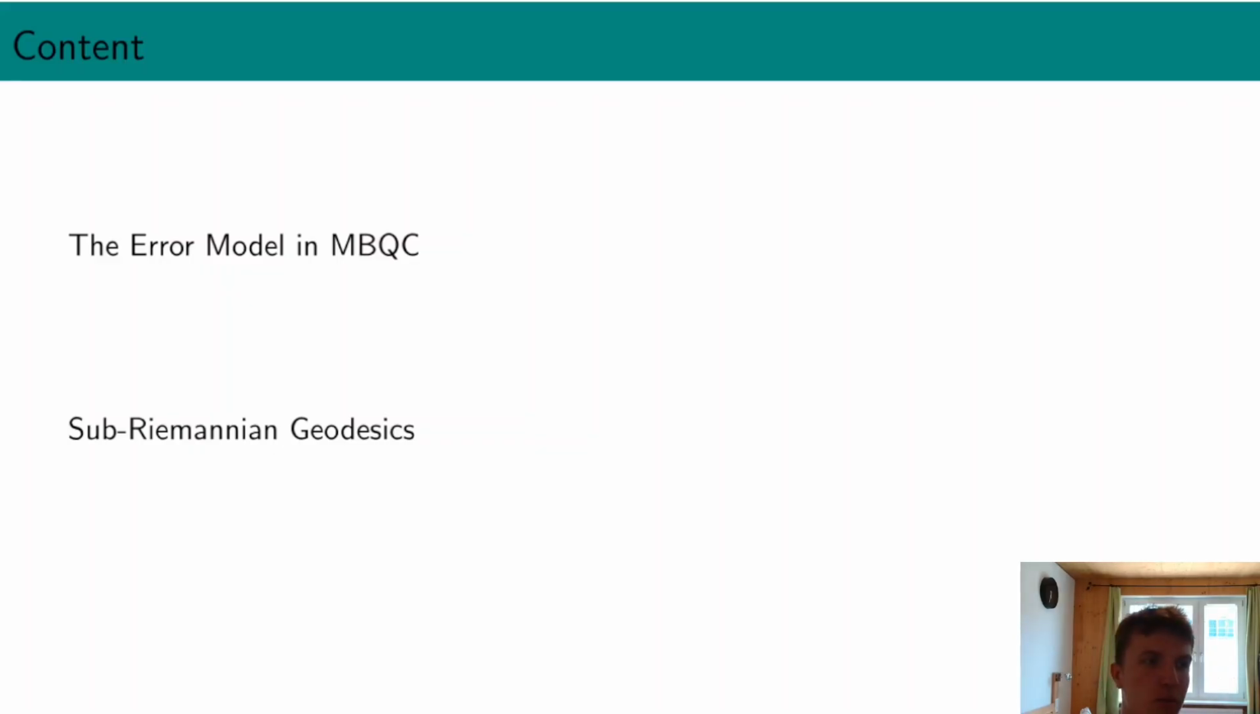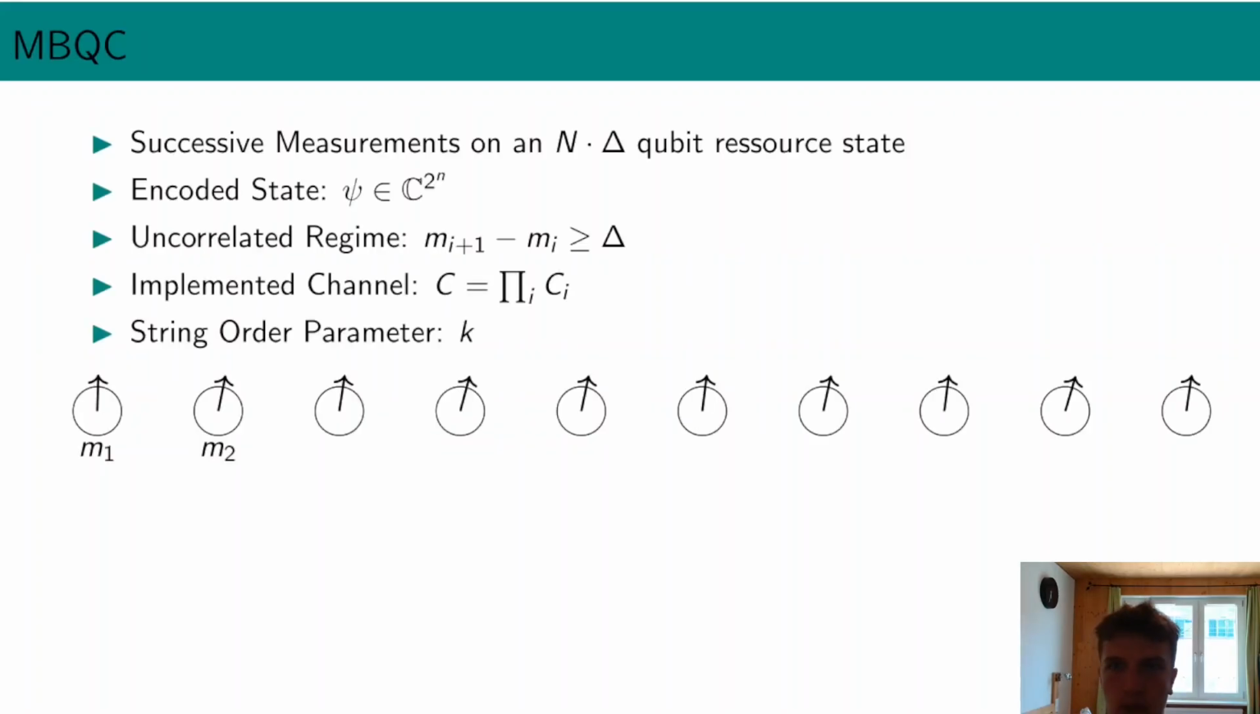So what I want to talk about today is the error model in MBQC, and then what we can do with the sub-Riemannian geodesics. First off, MBQC is a quantum computational scheme that is done via successive measurements on a resource state, and as a convention we have n times delta qubits on which that resource state lives, and we have an encoded state that lives in a smaller Hilbert space.